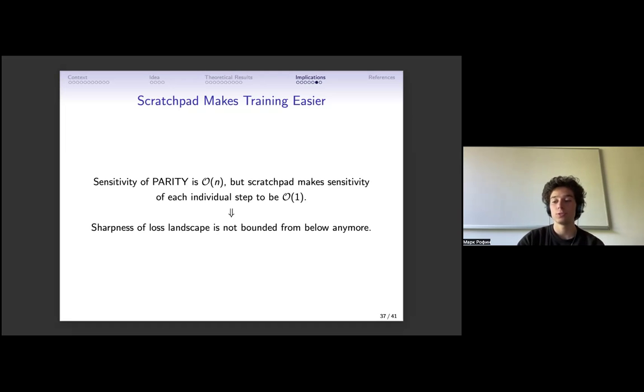And then when the transformer is learning each individual step, the sharpness of the loss landscape will not be bounded from below. So it will not have any problems with brittle minima, and because of this, transformers will not face problems when trying to learn the functions. So Scratchpad, even in cases when the model can theoretically express a function without a Scratchpad, can still help, because the loss landscape will just become better and easier to learn for the transformer.